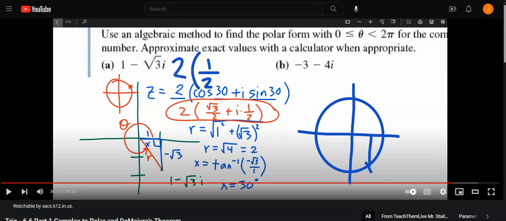It should be 2 times parenthesis 1/2 plus, but the sine of 300, right? Remember, these are hundreds. I don't know what I was thinking there. Or Harry. We'll blame it on Harry. That'd be negative radical 3 over 2 i.